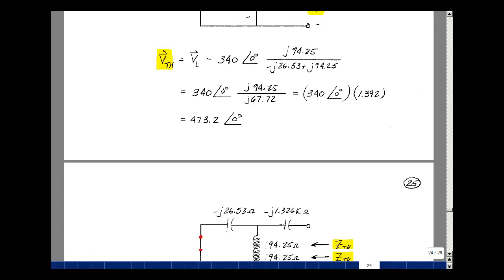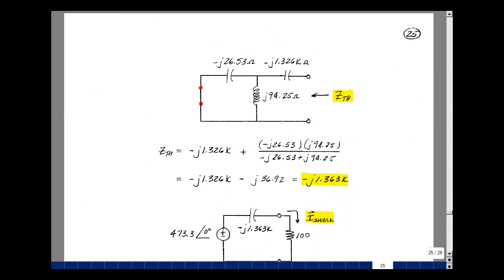Setting the independent source equal to 0, that's shorting the voltage source. And that's going to make these two impedances in parallel, and that's in series with this. So I'm going to add this to the product over the sum. We already found this combination in the previous calculation. That was a minus J 36.92. So adding these two together, I get a minus J 1.363K.